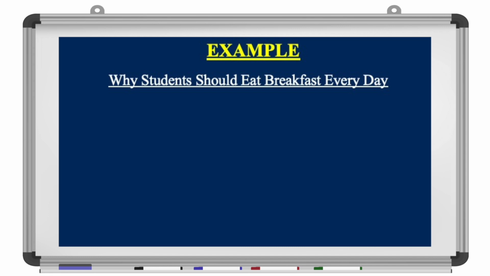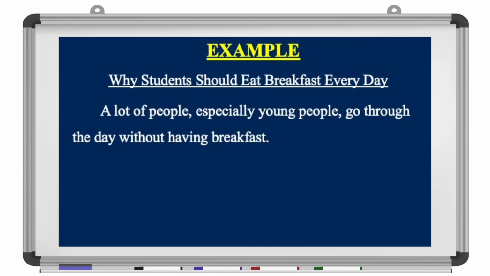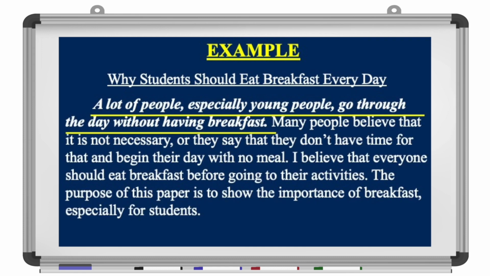Now, let's take an example. If the question was, why should students eat breakfast every day? The introduction will be: A lot of people, especially young people, go through the day without having breakfast. Many people believe that it is not necessary, or they say that they don't have time for that, and begin their day with no meal. I believe that everyone should eat breakfast before going to their activities. The purpose of this paper is to show the importance of breakfast, especially for students.